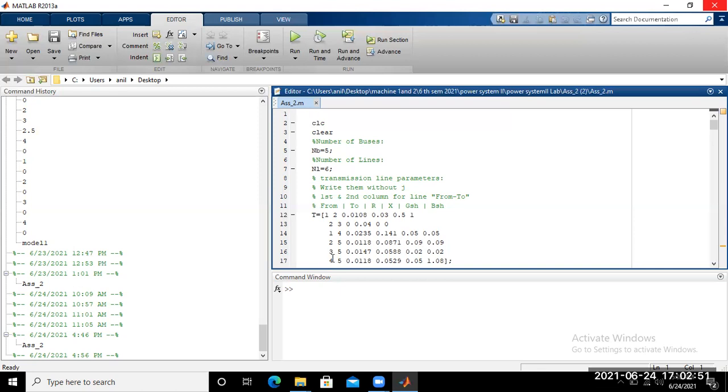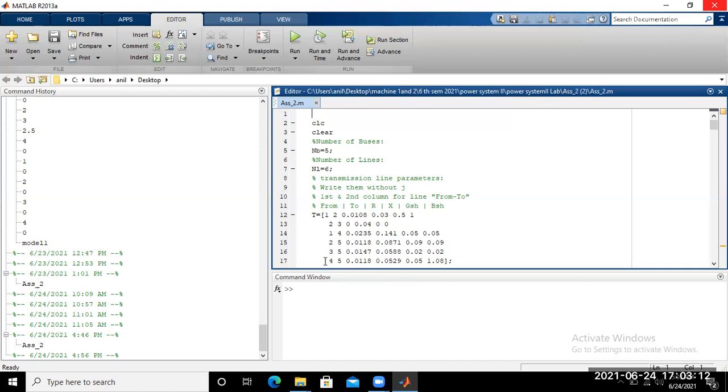Next, again from bus number 2 to bus number 5, the parameters are the same. That means resistance is 0.0118, reactance value is 0.871, and conductance value is 0.09 and 0.09.